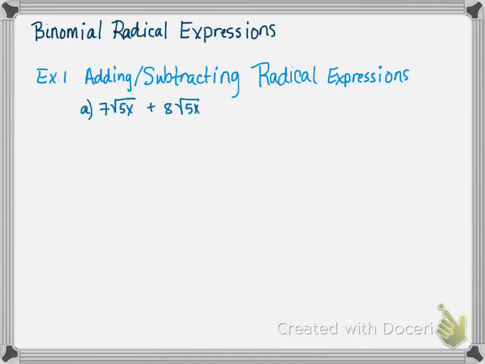Our first example, 7 radical 5x plus 8 radical 5x. Now in order to simplify and combine these, the radicals must be identical. So here we've got the square root of 5x as our radical. What's underneath the radical is identical, and the index of the radical is identical. So since they are, we can now combine the terms on the outside. 7 plus 8 is 15, so 15 radical 5x.